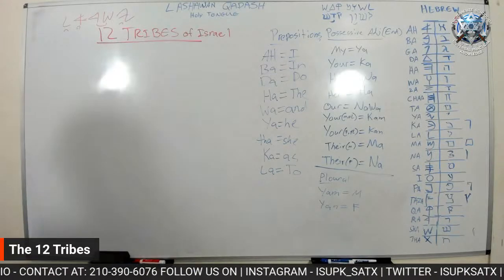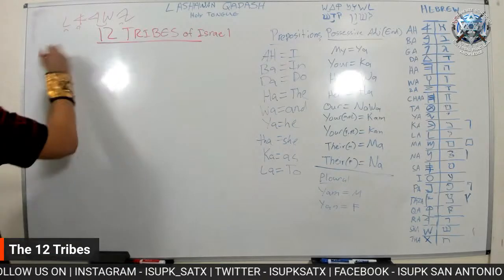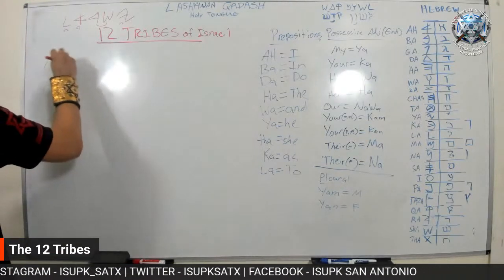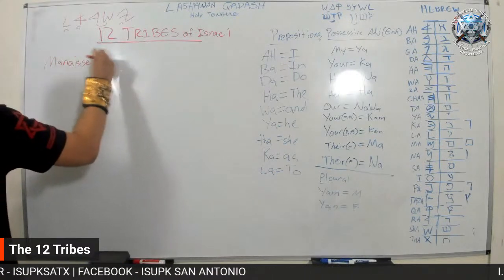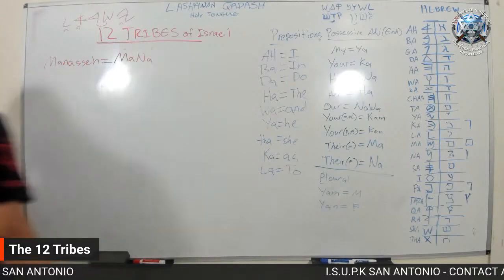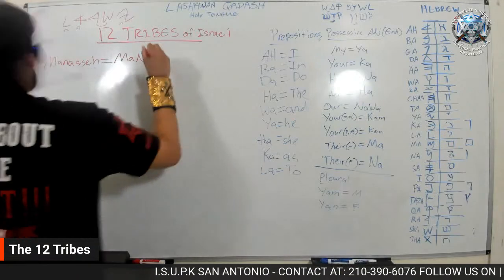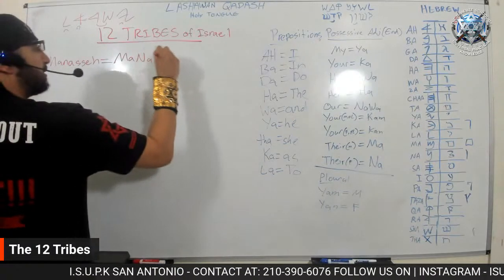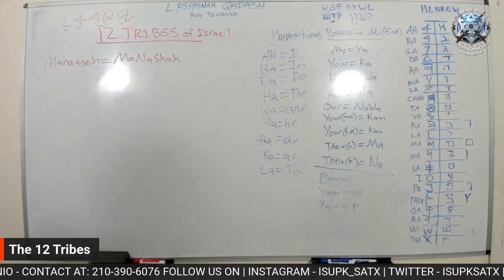Well, we've gone through Judah, Benjamin, Levi, Simeon, Zebulun, Ephraim. Next we have Manasseh. I believe it's Manasseh. Let me see. Yeah, Manasseh, with the H at the end. Don't forget that.